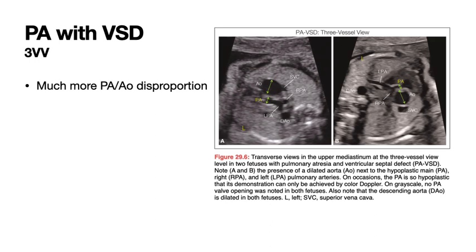All right, in the three-vessel view, the one that shows the bifurcation, again, the main difference is way more disproportion between the pulmonary artery and the aorta. So it kind of makes sense. If you have a narrow pulmonary artery, there's not going to be much flow. It'll be kind of small. If you have no flow, it's going to be way smaller.